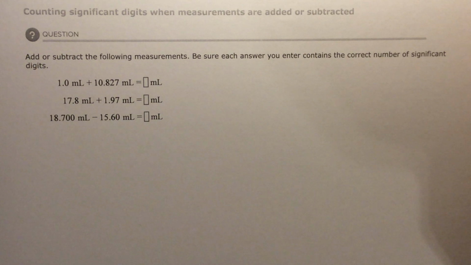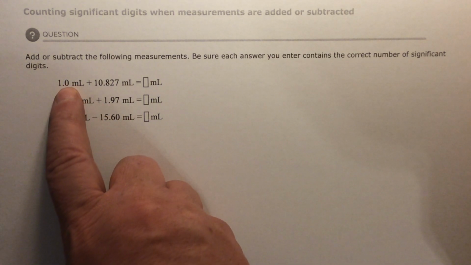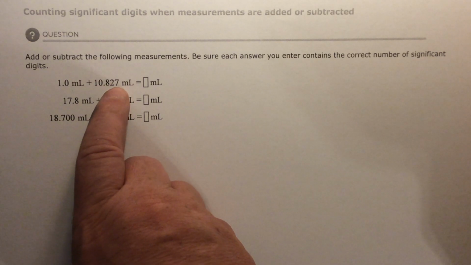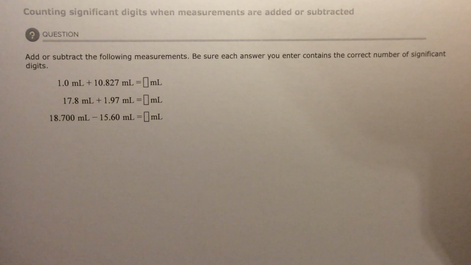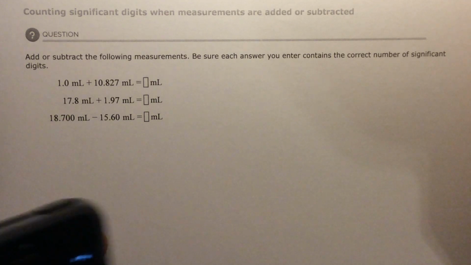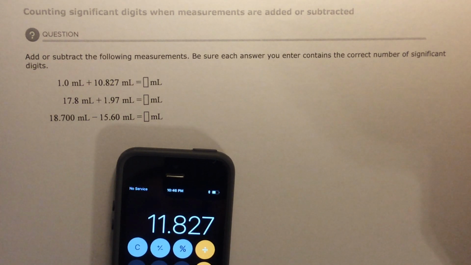So if you're adding, and I have one measurement that is significant to the tenths place, and then I'm adding something that's significant to the tenths, hundredths, thousandths place, when I use a calculator, I'm using my phone, that's why it's slow. So if I have 1.0 and add 10.827, I'm going to get 11.827 as my answer. But that's not going to be true.